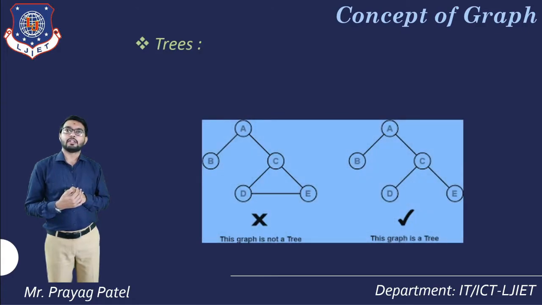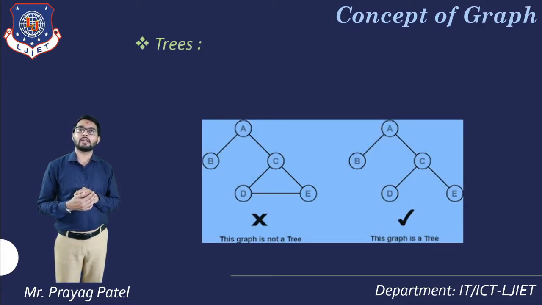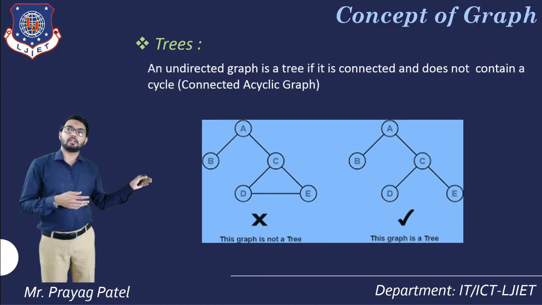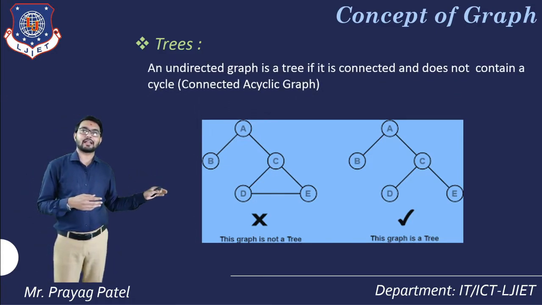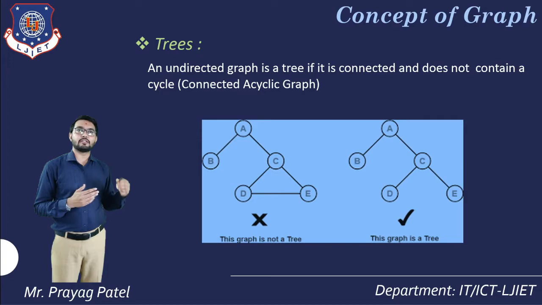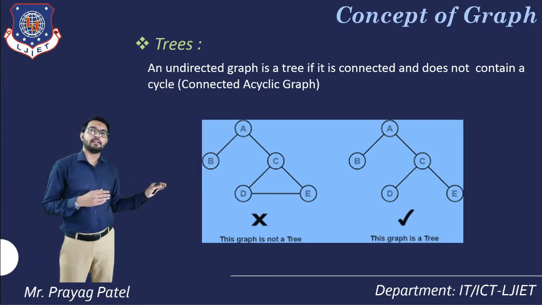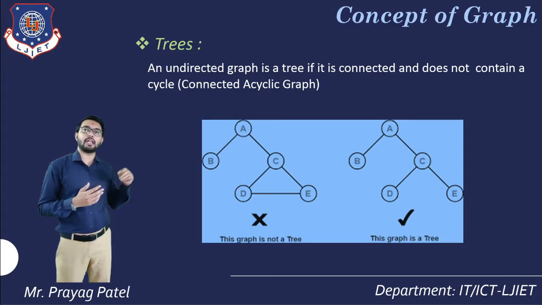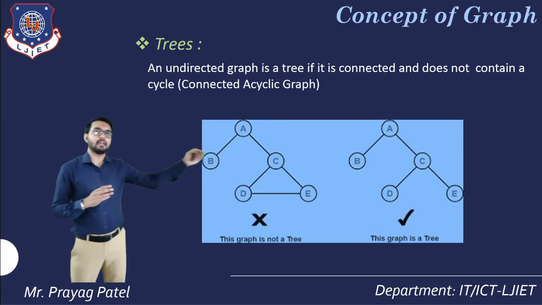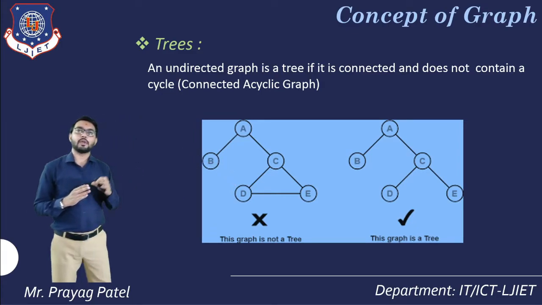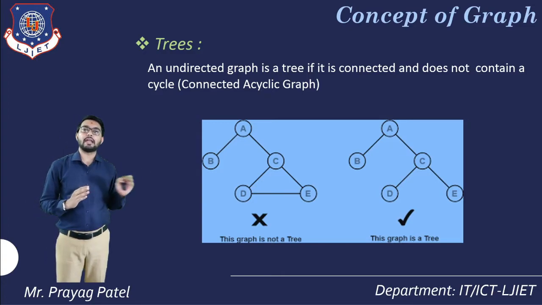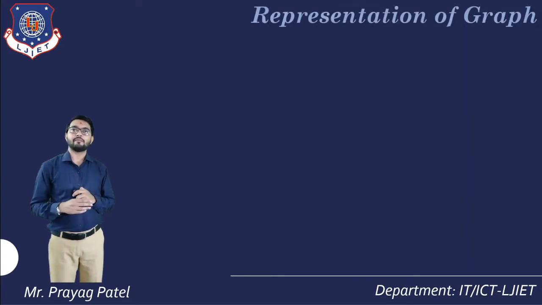Now consider the tree. What is the definition of a tree? In these two figures, the first is considered a graph but the second one is considered a tree. An undirected graph is a tree if it is connected and does not contain a cycle. In the first figure there is one cycle between nodes C, D and E, so it is a graph, not a tree. But the second figure is considered a tree because there is no cycle between any nodes.